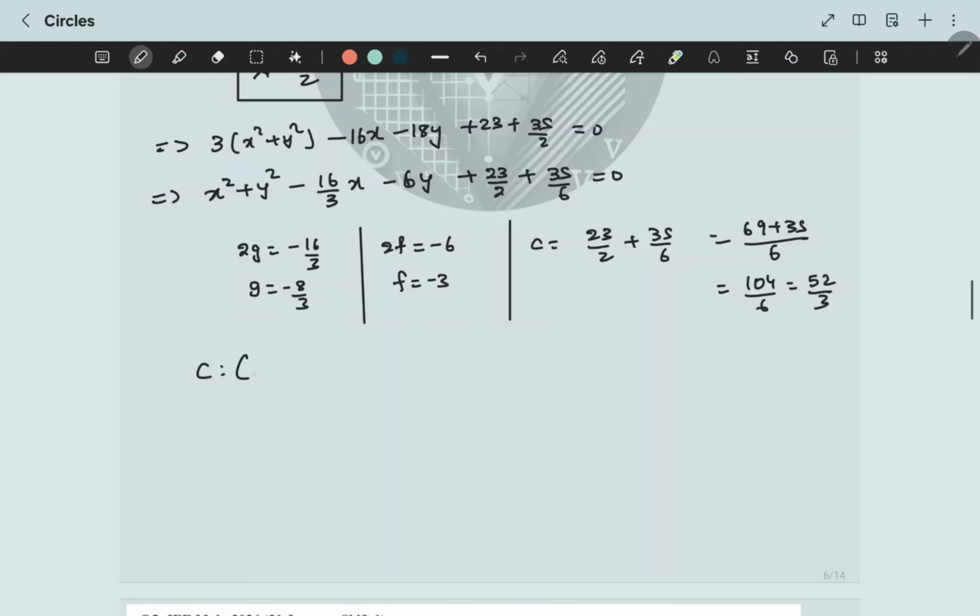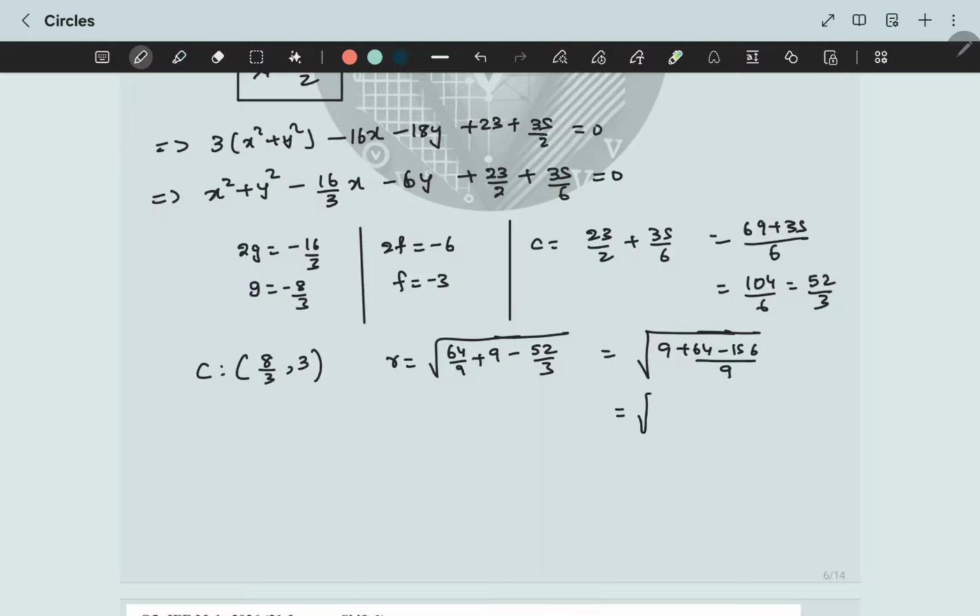So what is the center, dear students? Minus g comma minus f. That means 8 by 3 comma 3. And what is the radius? Radius is under root g square, 64 by 9, plus f square minus c, minus 52 by 3. So we get 9. Here we have to take LCM, plus 64 minus 52 into 3, should be 12, 2, 3, 6, 3, 5, 15. Now this is divided by 9, I think. So we get 9.